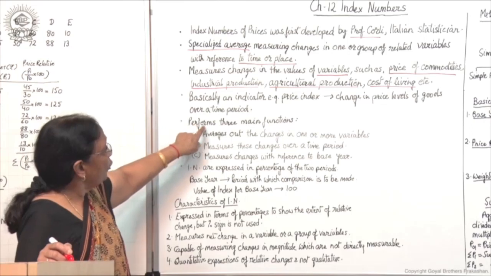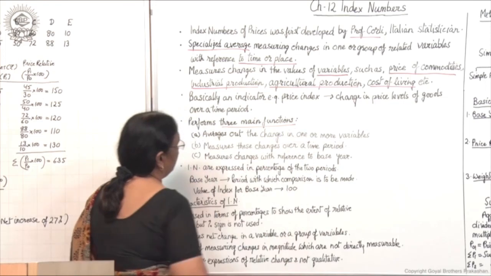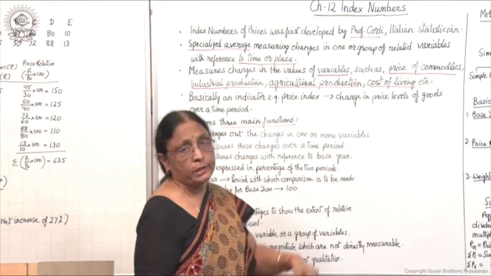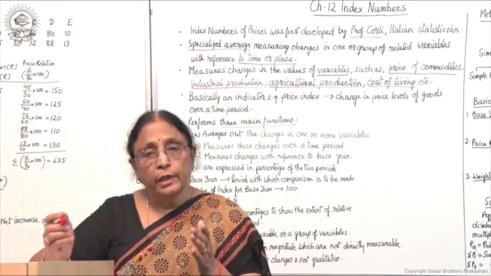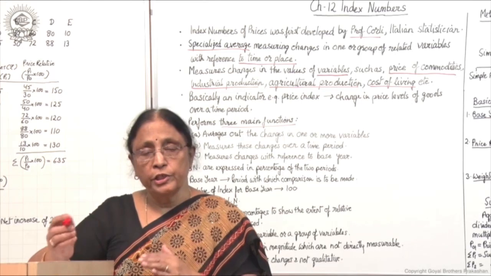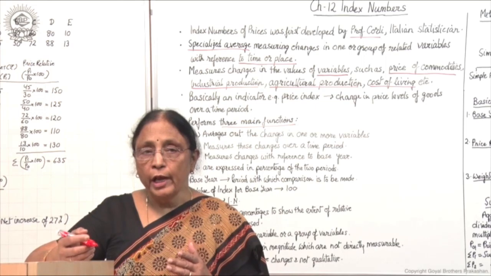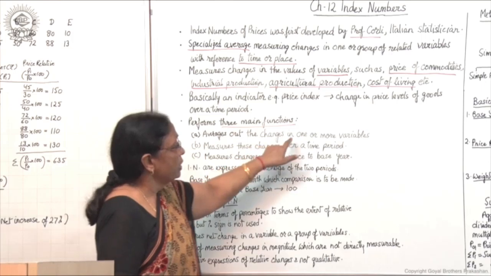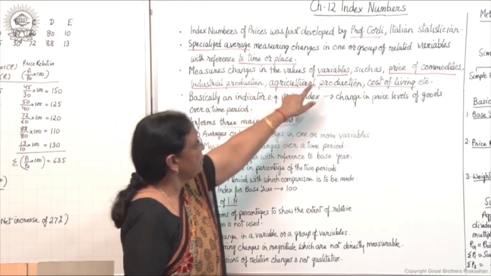Now, index number performs three main functions. There are three main functions of index number. First, it averages out the changes in one or more variables. That means it takes out the changes of variables in an average form. When the variables change, the changes of different years are taken on the basis of average. So, one function of index number is that it averages out the changes in one or more variables.